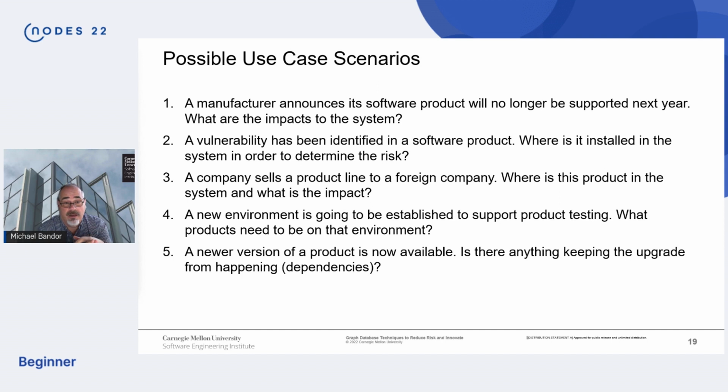Company sells the product to a foreign company. That's of great interest to the Department of Defense for obvious reasons. Again, answering the question, where is this in the system? What's the impact? If they needed to stand up a new test environment, for example, we needed to duplicate an environment, what products need to be installed in that environment? Or if there's a newer version of the product, is there anything to keep us from upgrading those dependencies?